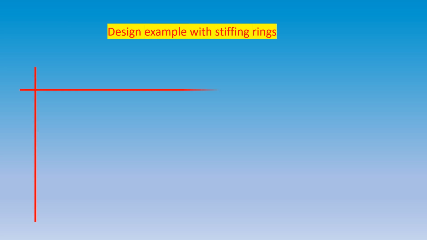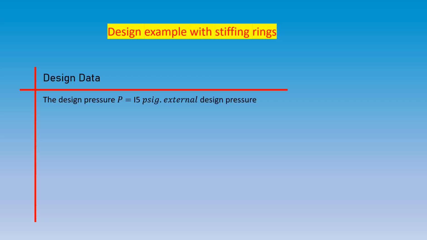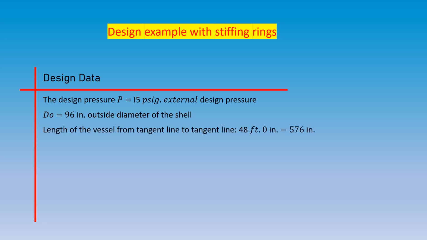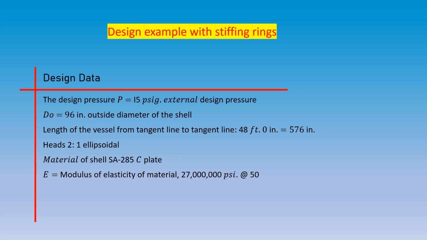Now in the next example, we will see the design with stiffening rings. We have to design a vessel for 15 psi external pressure, with an outside diameter of 96 inches, a tangent to tangent length of 576 inches, and a 2:1 ellipsoidal head type. The material of the shell is SA285C, and the modulus of elasticity of the material is given at 50° F.